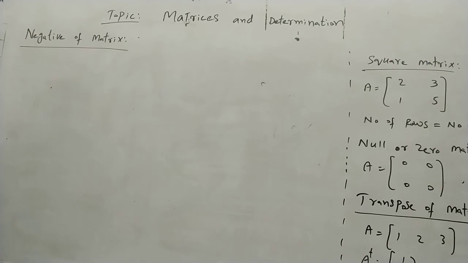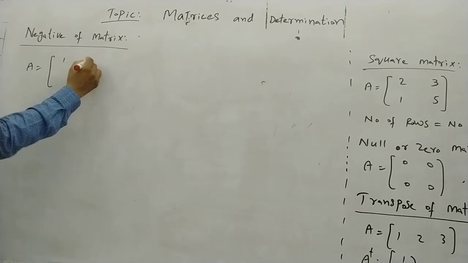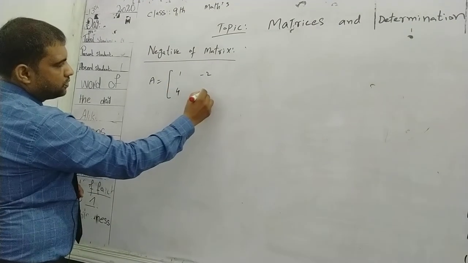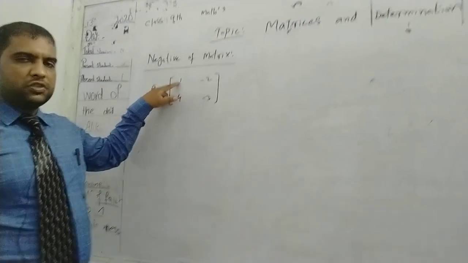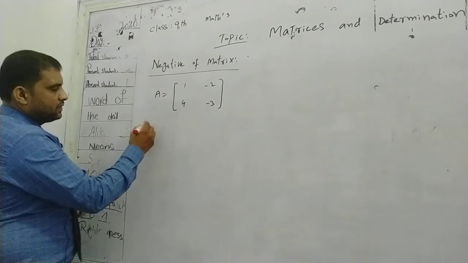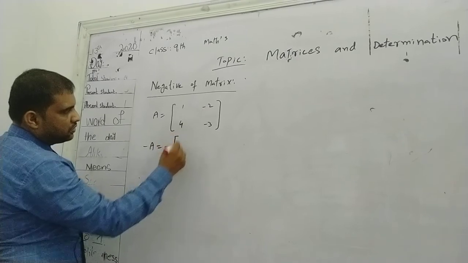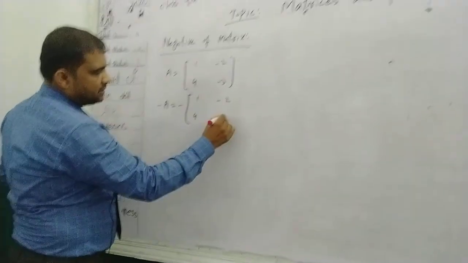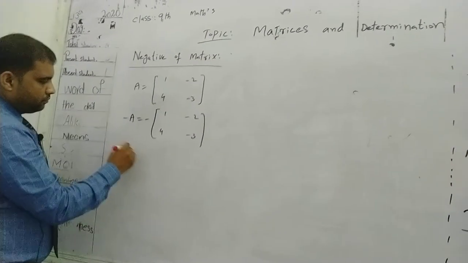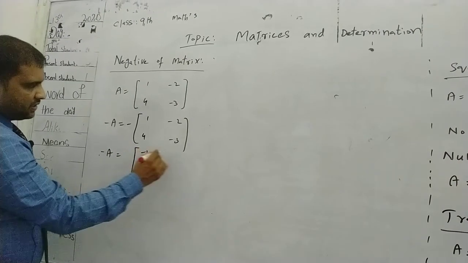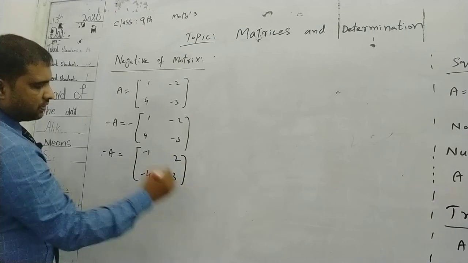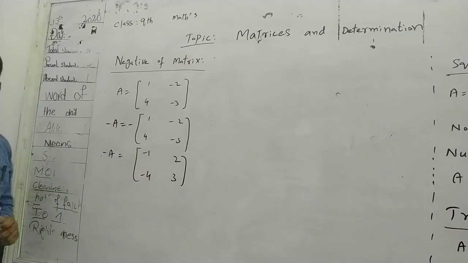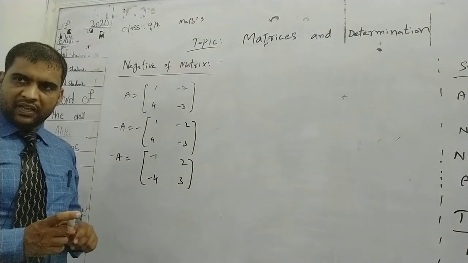Now negative of a matrix. In negative of a matrix, we change the sign of elements, like 1, minus 2, 4, minus 3. So we multiply all entries by minus, so plus becomes minus, and minus becomes plus. So this is a negative of a matrix.